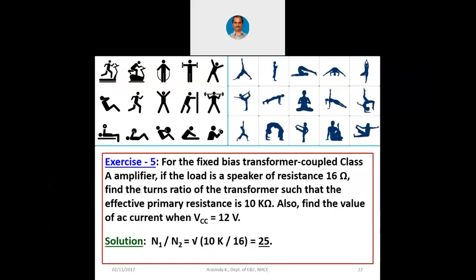So let me show you the answer. IC is VCEQ by RL dash. VCEQ is nothing but VCC. VCC by RL dash, that is 12 volts divided by RL dash, which is now 10 kilo ohms. So the collector current is 1.2 milliamperes.